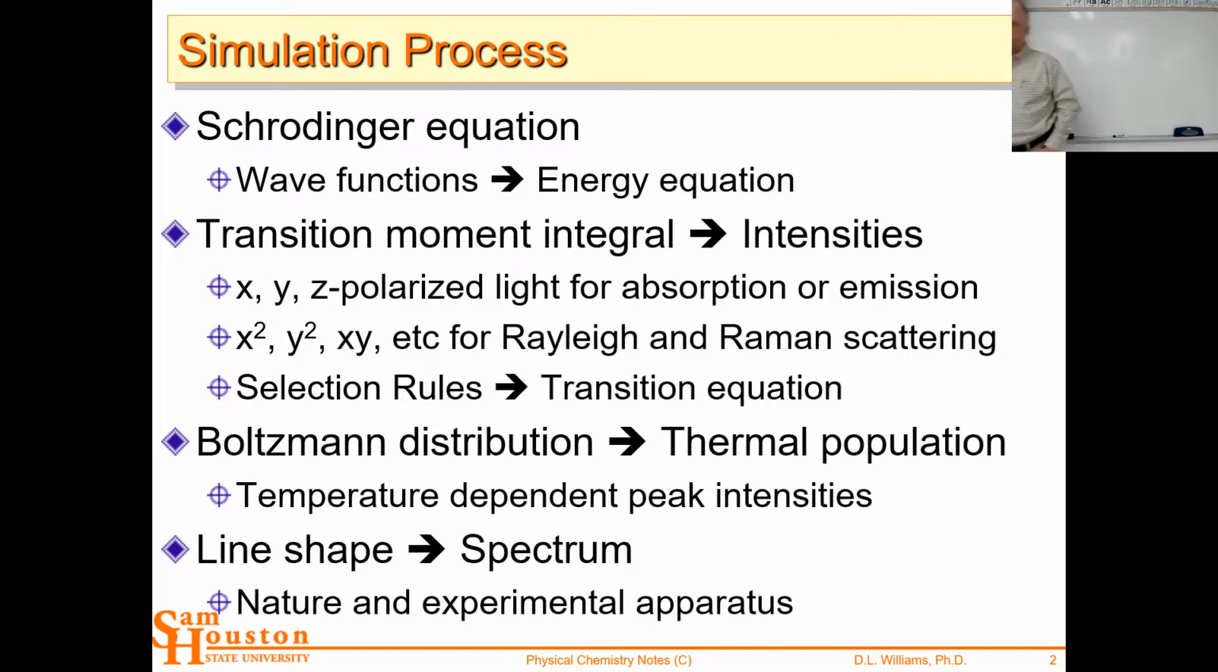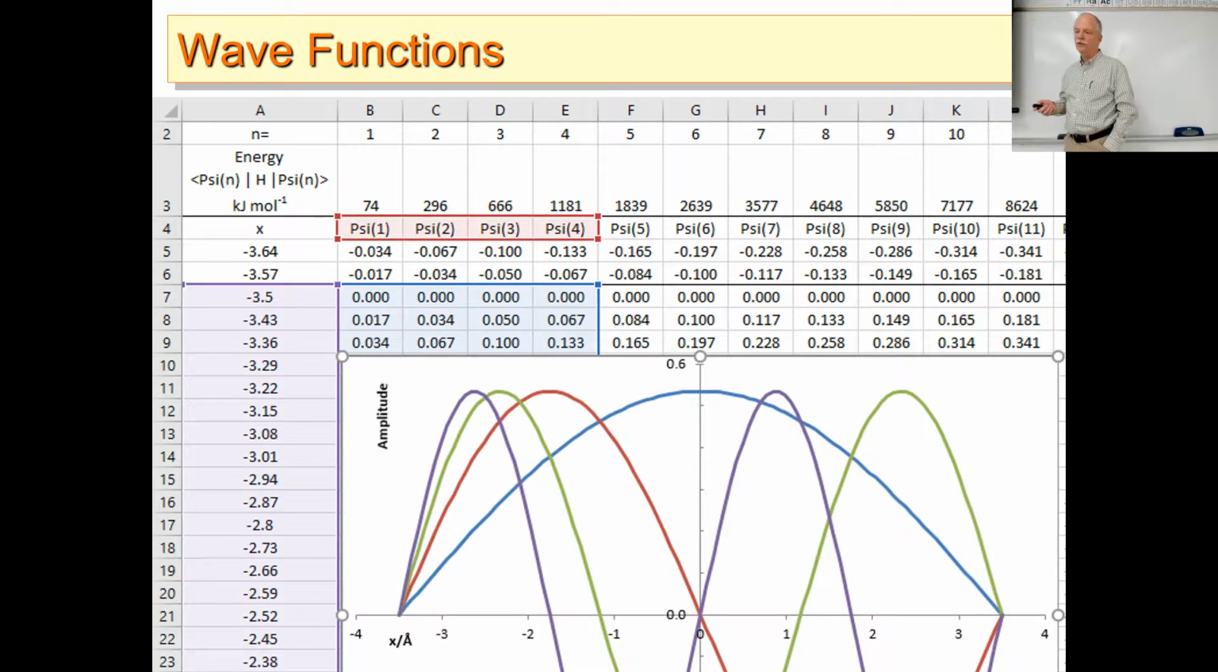So we do the Schrodinger equation to get the wave functions and the energy equation, and then once we have the energy equation, we can calculate the selection rules using the transition moment integrals. This will give us the intensities. So let's look at the Schrodinger equation first. We have the wave functions, and notice that you're calculating two of them. I've calculated 15. It goes on beyond the screen. And I've plotted just the first 4.